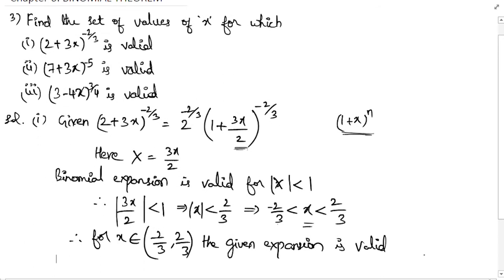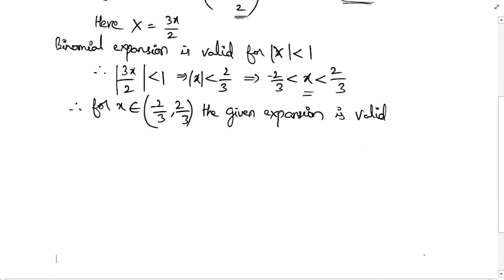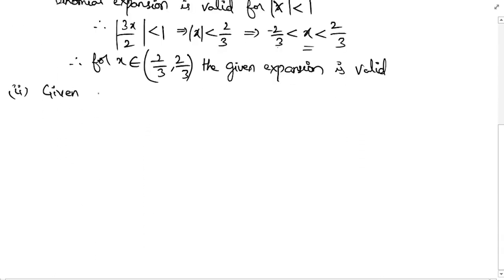Now we'll move on to the second bit. Even this we have to write in a similar way. Given (7 + 3x) whole power minus 5. So I'm taking 7 out. That means 7 power minus 5 into (1 + 3x by 7) whole power minus 5.